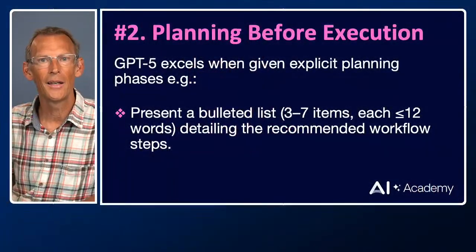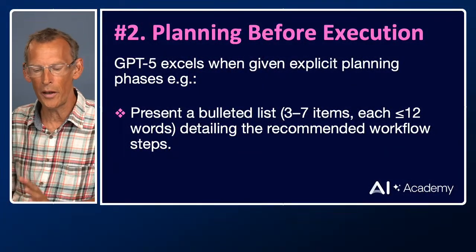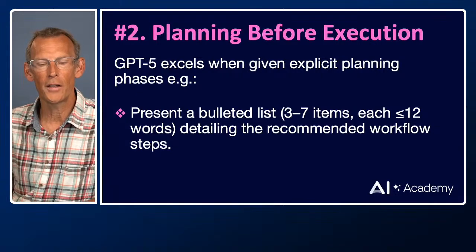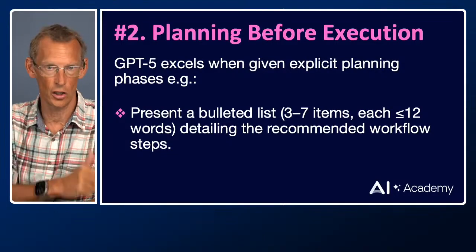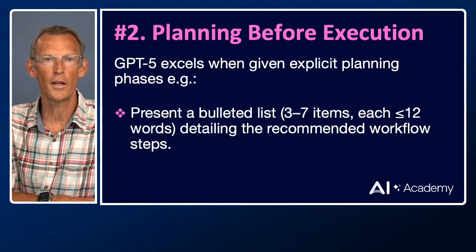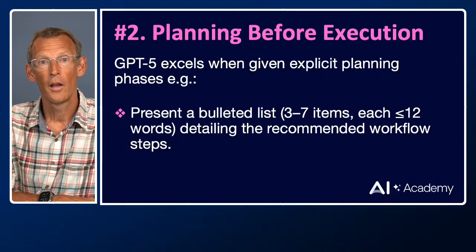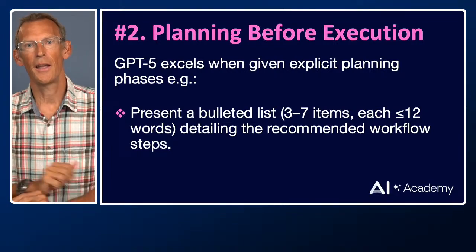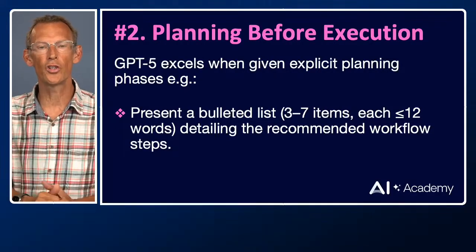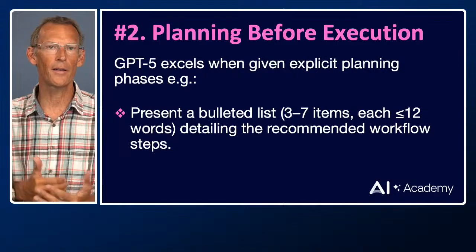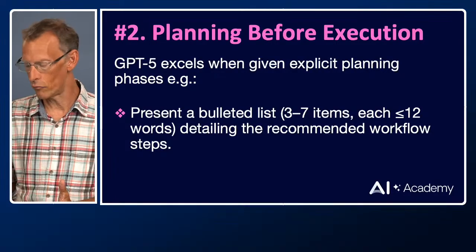Okay, tip number 2, and this one is very new to GPT-5, and that is planning before execution. So the OpenAI research team have told us that one of the things that will help us get better results, particularly if it's an important task, if you're doing some research, for example, and also if you're using agent mode as well, is that if we ask it to plan out how it's going to do the task in advance, then it gives a better result.